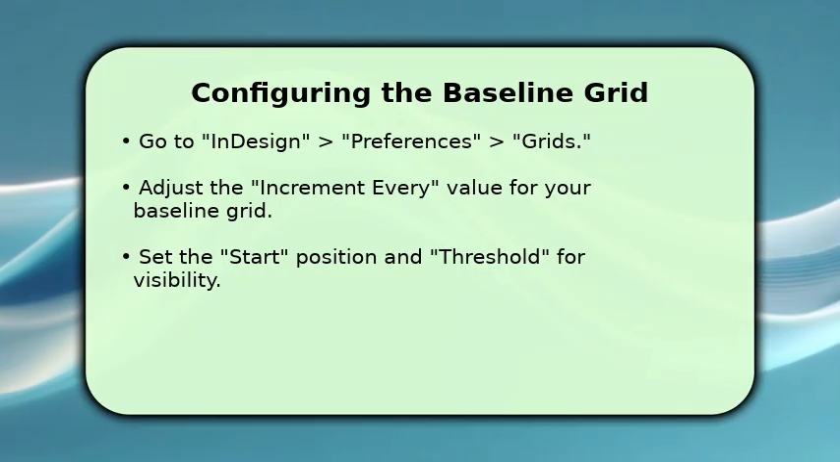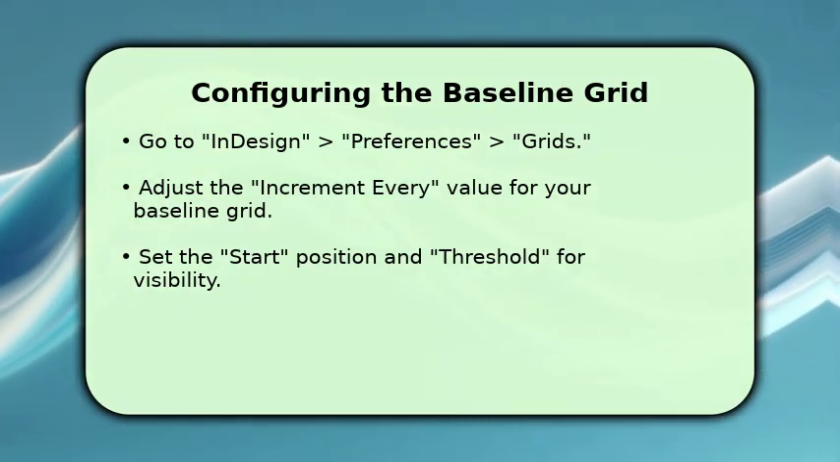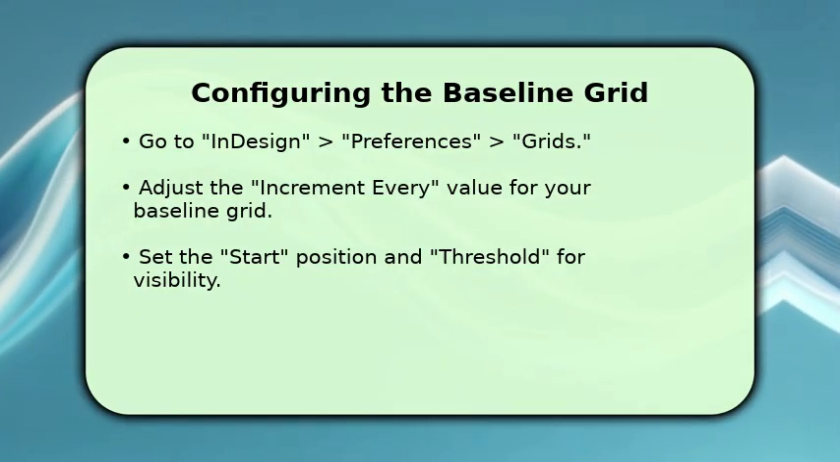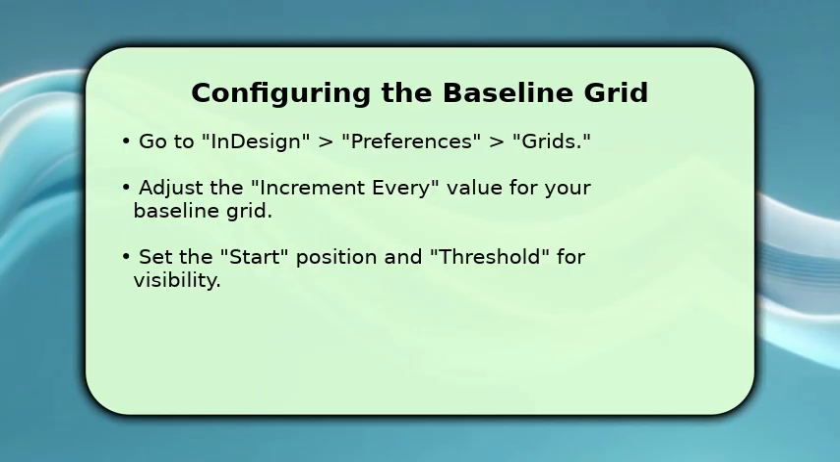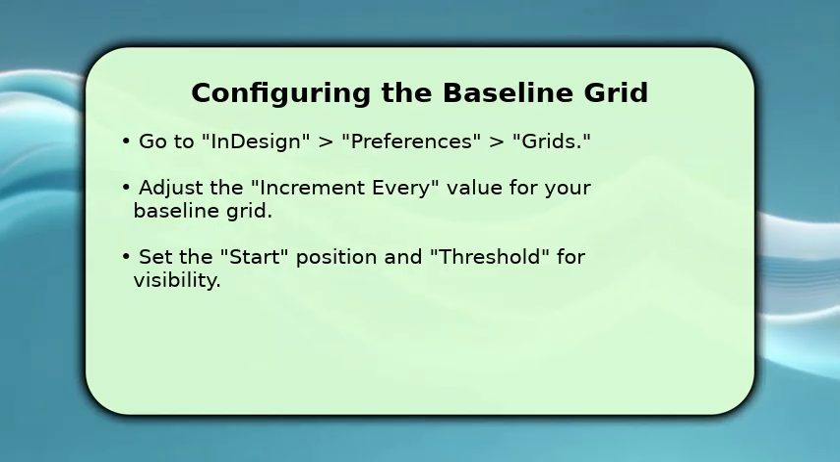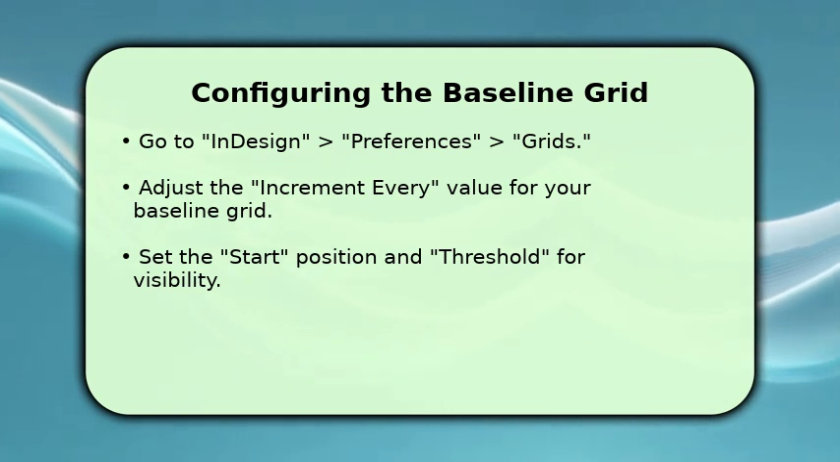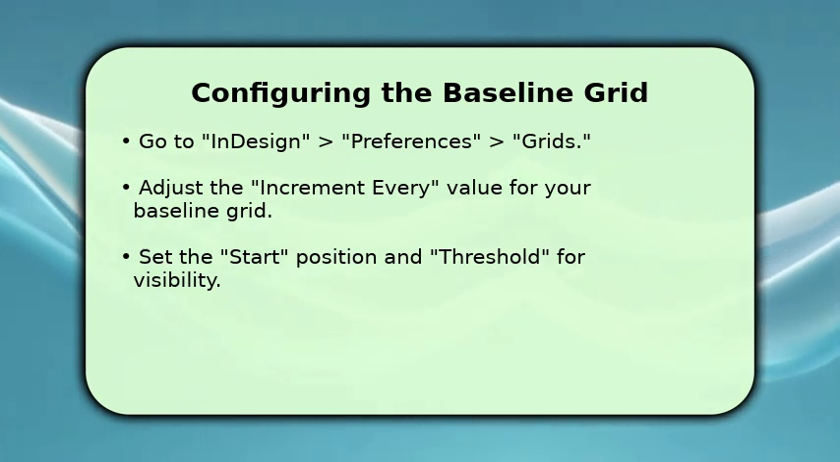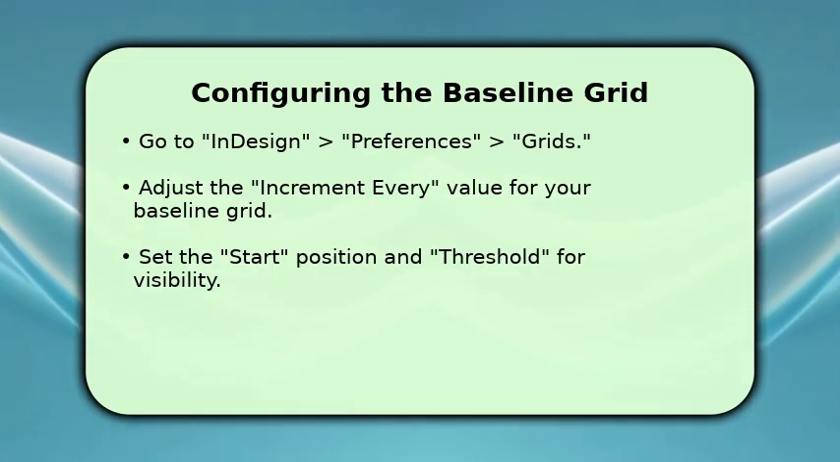Now let's configure the baseline grid, which is essential for consistent vertical spacing of text. Head to InDesign, then Preferences, and select Grids. You will adjust the increment every value, often set to your body text leading, for precise vertical alignment. Also, set the start position and threshold for when the grid becomes visible. This ensures your text aligns perfectly across your document.